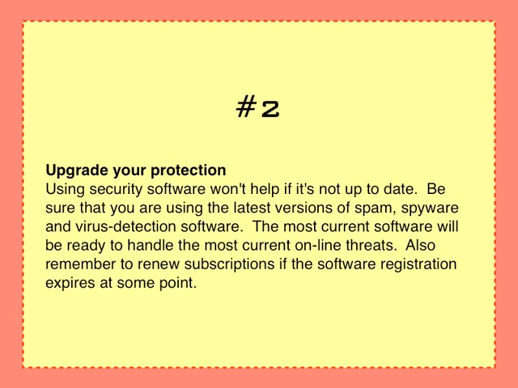Number 2. Upgrade your protection. Using security software won't help if it's not up to date. Be sure that you are using the latest version of spam, spyware, and virus detection software. The most current software will be ready to handle the most current online threats. Also remember to renew subscriptions if the software registration expires at some point.